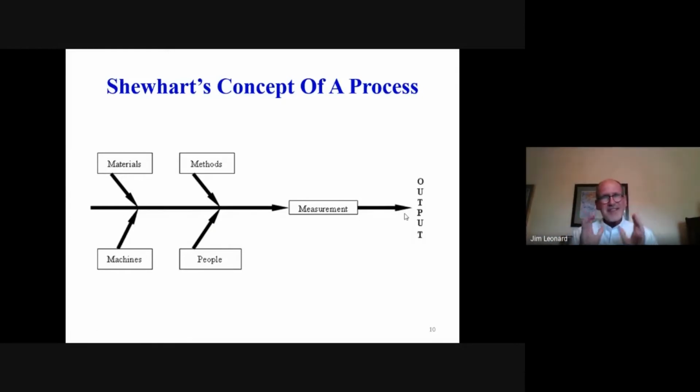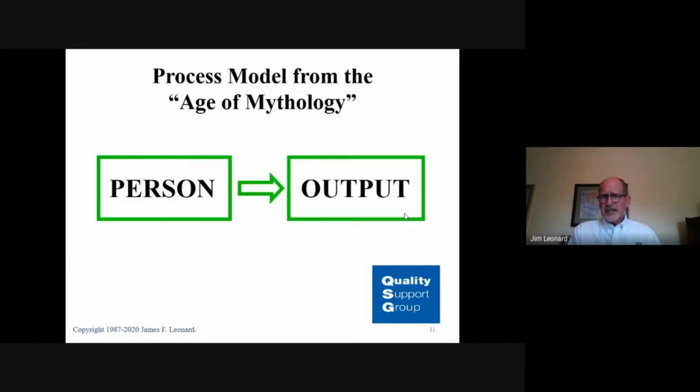It's so obvious. And yet, despite the intuitively obvious nature of this model, many people have months of work ahead of them to help people to think this way, to get this holistic model of the process to pop into people's minds when you say the word quality. Because we've been subjected to, we have experienced, we've come to accept a completely different model. I like to call it the process model from the age of mythology, and there it is, person equals output.